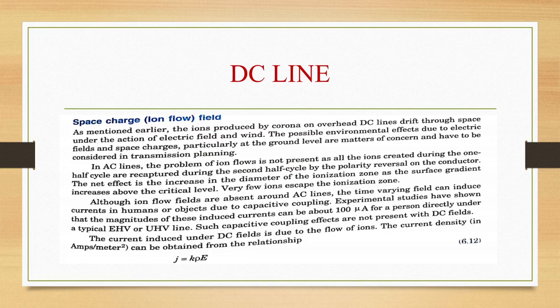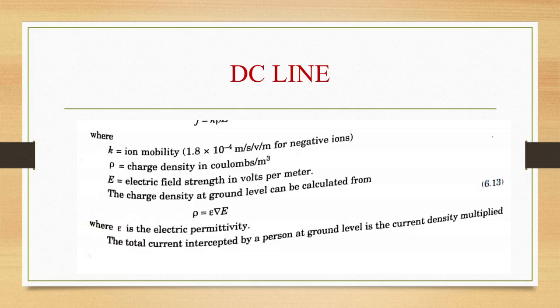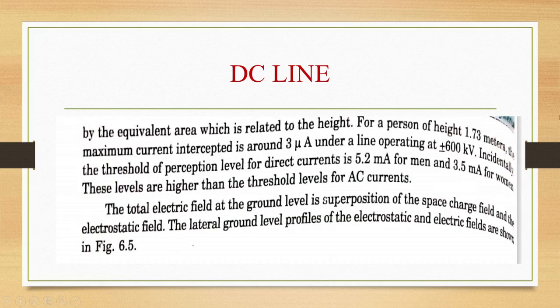Current density in amperes per meter square can be obtained from the relationship J equals K rho E. K is the ion mobility, that is 1.8 times 10 to the power minus 4 meter per second per volt per meter for negative ions. Rho is the charge density in coulombs per meter cube. E is the electric field strength in volts per meter. The charge density at ground level can be calculated from rho equals epsilon delta E, where epsilon is the electric permittivity. Total current intercepted by a person at ground level is the current density multiplied by the equivalent area, which is related to the height.